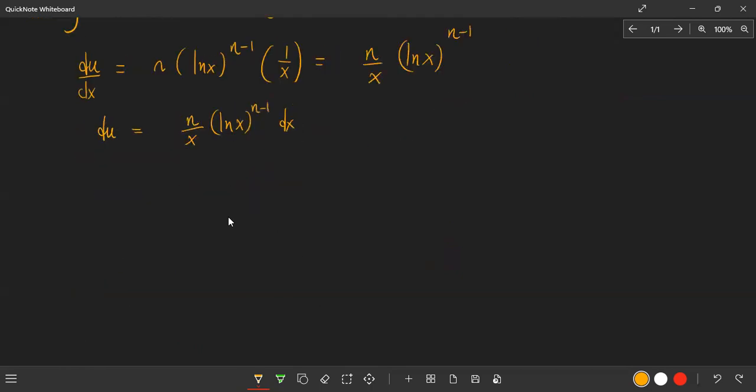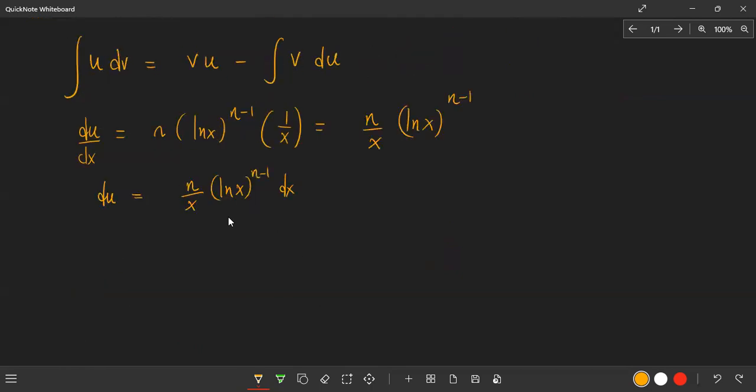Okay, so remember that we have dv. So our dv is equal to x raised to power m dx. So let us integrate this so that we can get our v. So our v will just be the integral. When you integrate dv, you just get v. And then let's integrate x to the m with respect to x. So we're going to use the power rule.